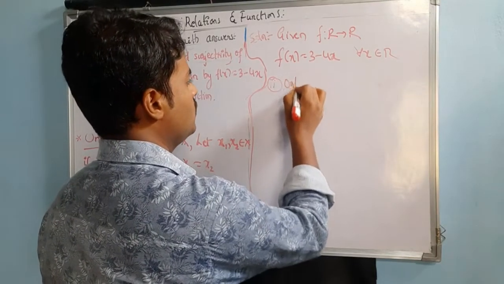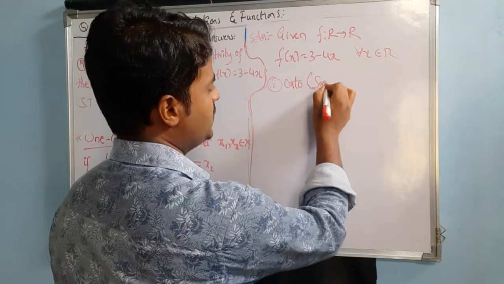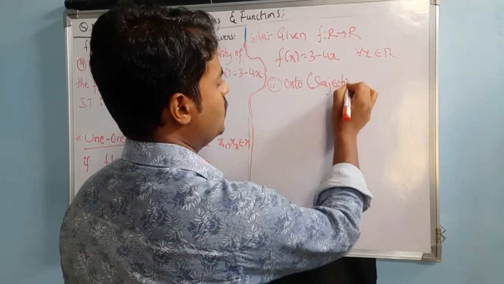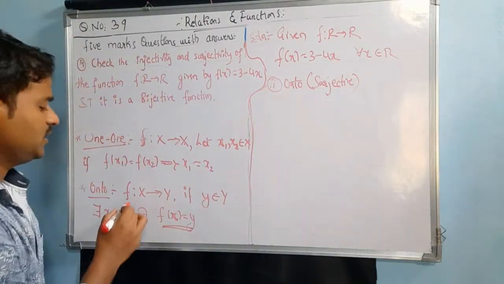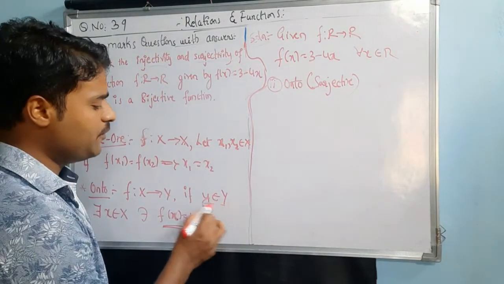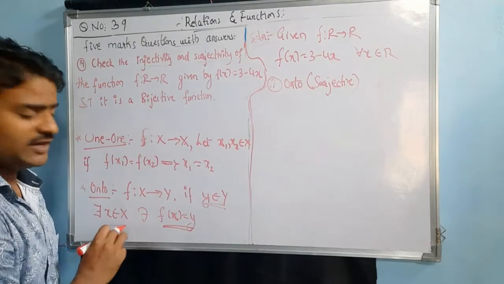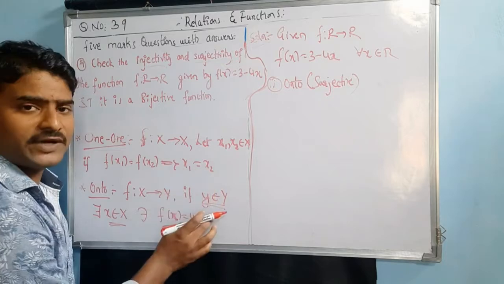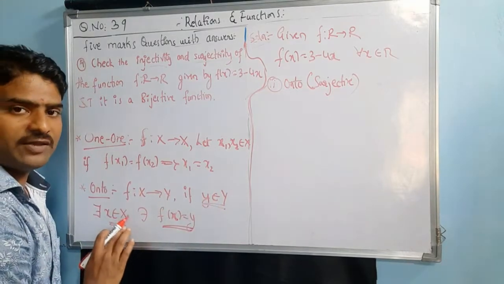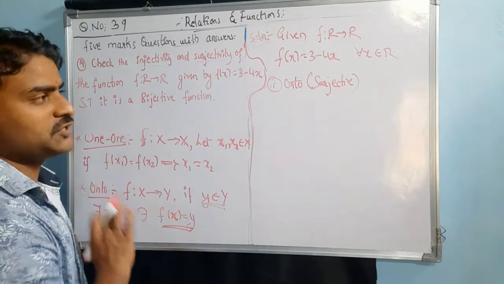Next one, onto means surjective. Onto is nothing but surjective. So surjective function ಹೇಳ್ತೈತಿ f from x to y, if y belongs to y, there exists x belongs to x. ಅಂದ್ರೆ y ಒಳಗಿರೋ ಪ್ರತಿ ಎಲಿಮೆಂಟ್ ಗೆ ಏನಿರಬೇಕು, there exists a pre-image x in x such that f of x equal to y.